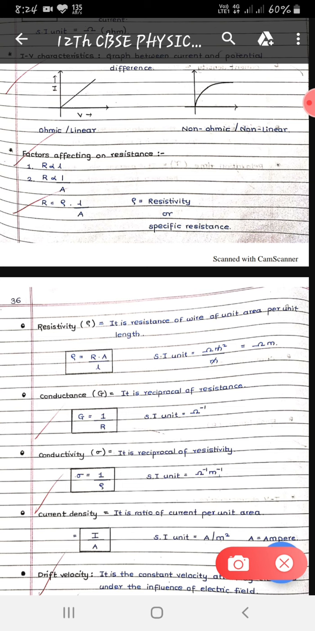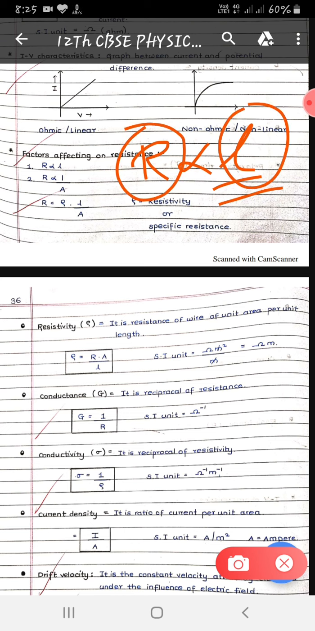So the first factor is temperature, the second factor is the material used to produce the conductor. These are the two basic factors, but we are going to focus only on the third and fourth. According to the third factor, resistance is directly proportional to length. If you increase the length of the conductor, more length provides a longer path for the electric current, and a longer path gives more resistance. That's why if you increase the length, the resistance of the wire or conductor also increases.